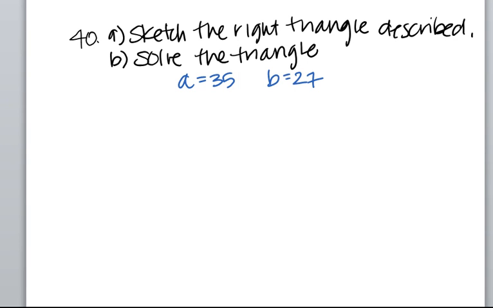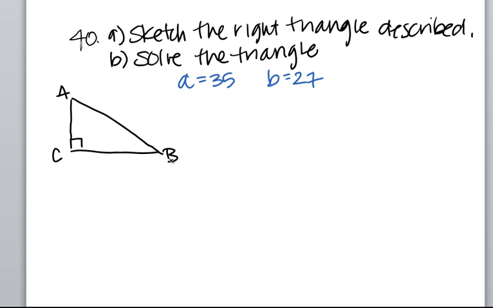Okay, let's take a look here at number 40 from section 2.3, and it tells us that little a is 35 and little b is 27, and part A says sketch the right triangle described, and then B says solve the triangle. Okay, so the good thing is that we know that this is a right triangle. So let me start here and draw a right triangle. And remember that our right angle is C, and I'm just going to label this A and this B.